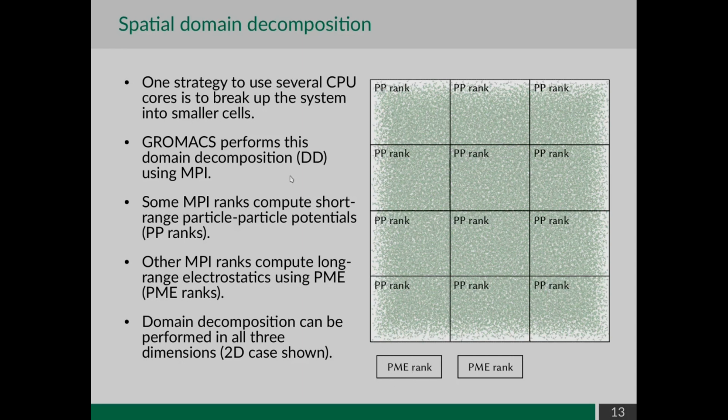So Gromacs performs this domain decomposition using MPI, the parallel library, and some MPI ranks will therefore compute the short-range particle-particle potentials, we say the PP ranks, and other MPI ranks will be responsible for PME, we call them the PME ranks. Here I show domain decomposition in 2D but it's possible to do it in 3D. That's usually what happens actually.